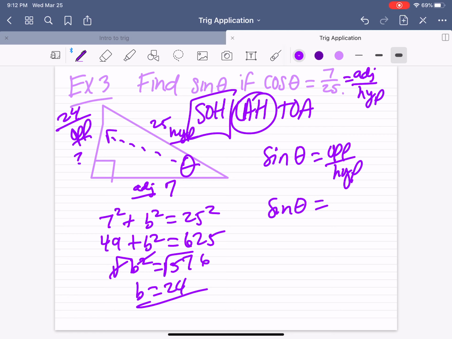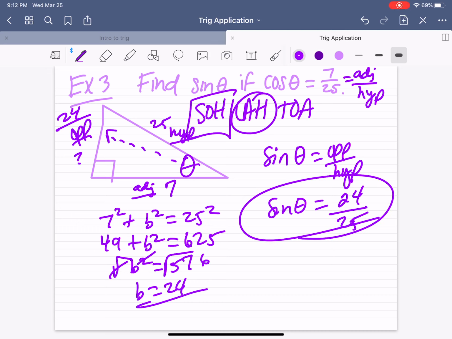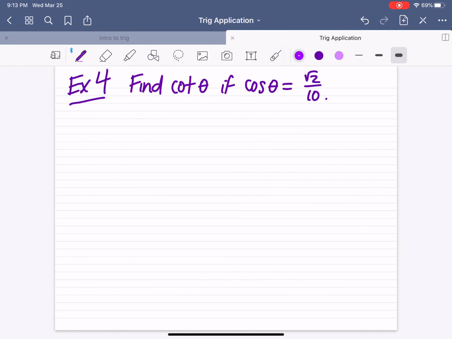So the sine of theta is equal to 24 over the hypotenuse, which is 25. The ratio doesn't reduce, so you are done right there. The final example, example 4. Find the cotangent of theta if the cosine of theta is equal to square root of 2 over 10. So again, I will pause the video, work it out, and then come back once you have your solution.